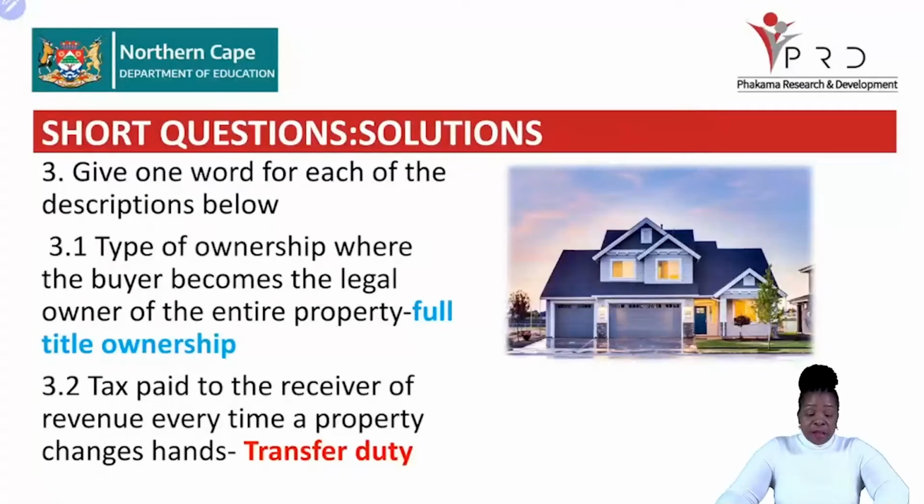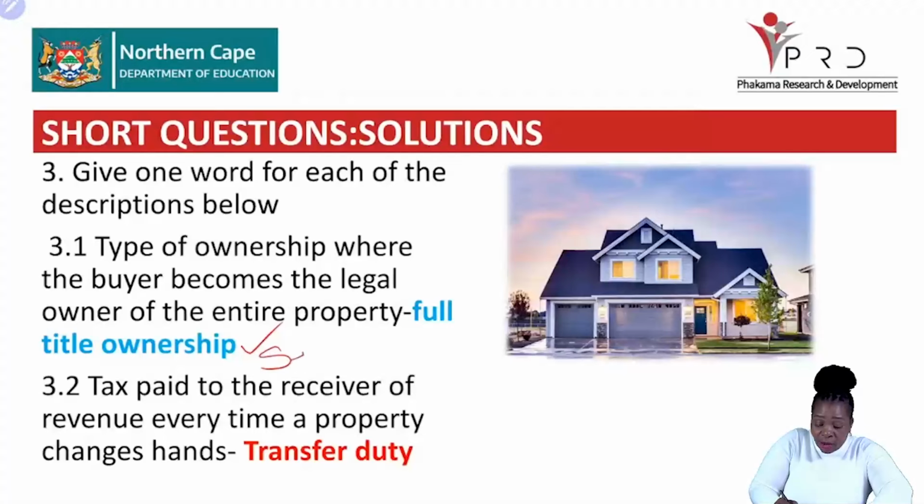Welcome back, learners. We start with our 3.1 question, the type of ownership where the buyer becomes the legal owner of the entire property. We call it a full title ownership. Right. So there are two types of ownership. We've got a full title ownership and what you call a sectional title ownership.